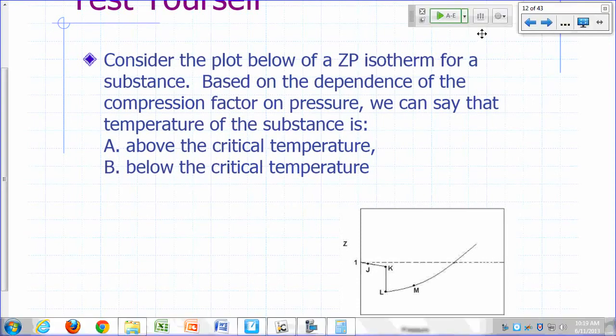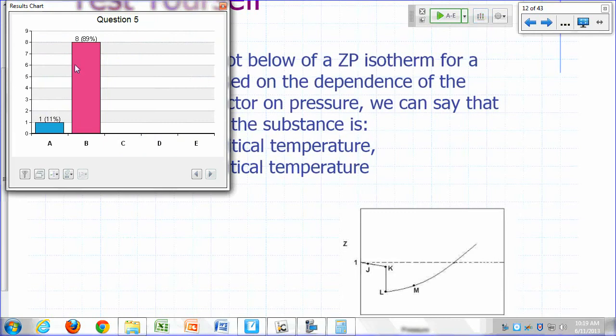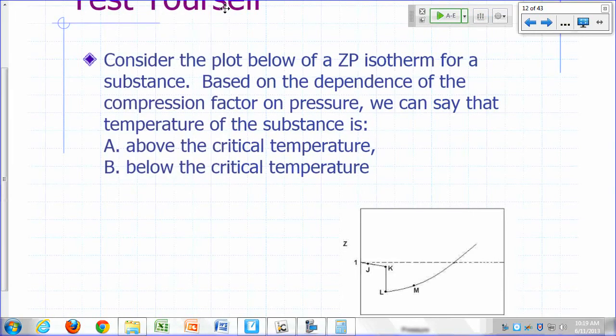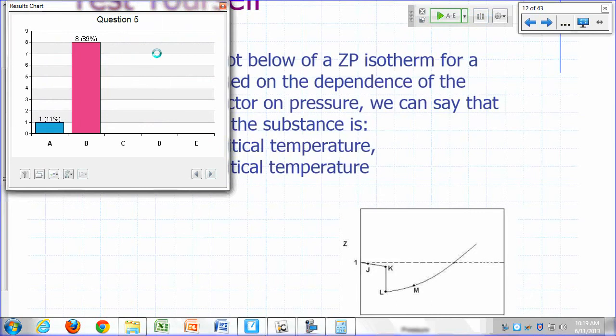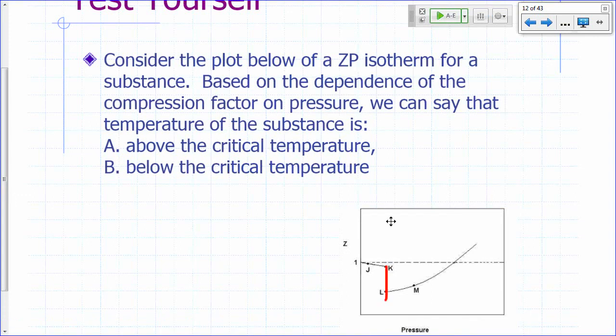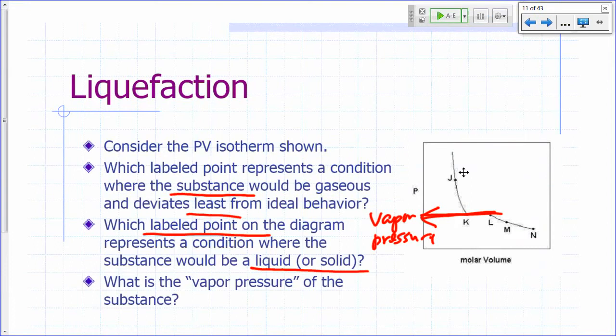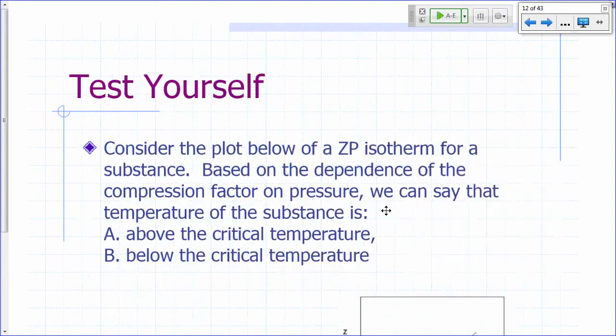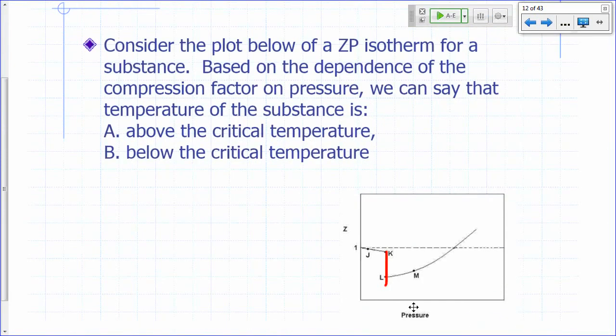Okay. Actually, I did say it was below the critical temperature, right? Below the critical temperature. Why? You can see that big dip right there. So that's another way of looking at this graph. Instead of pressure versus volume, you can plot Z versus pressure. And in fact, this pressure right here is the vapor pressure of the gas. So this is the vapor pressure.